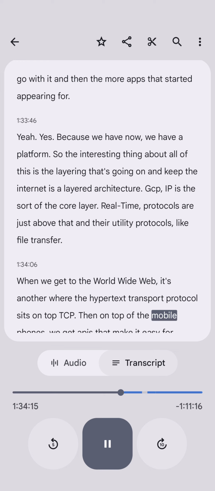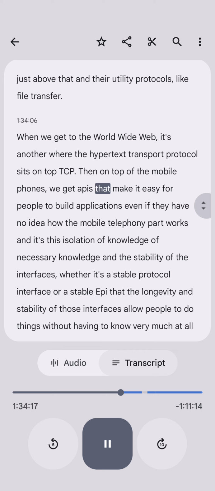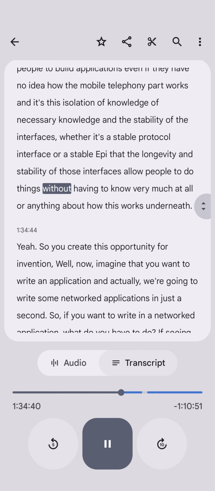And then, on top of the mobile phones, we get APIs that make it easy for people to build applications even if they have no idea how the mobile telephony part works. And it's this isolation of necessary knowledge, and the stability of the interfaces, whether it's a stable protocol interface or a stable API, that allows people to do things without having to know very much at all about how this works underneath. So you create this opportunity for invention without a whole lot of overhead.